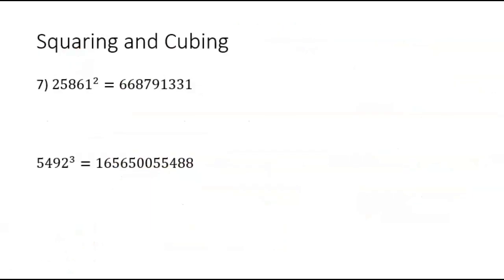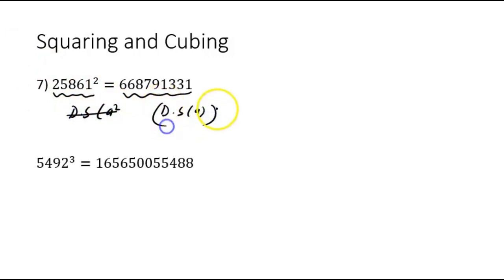Now let us move finally to squaring and cubing. Suppose I ask you whether this square is a correct answer or a wrong answer. Again we are going to follow the concept. Suppose I call this number a. Here we first calculate the digit sum of a, and then I will take the square of it.